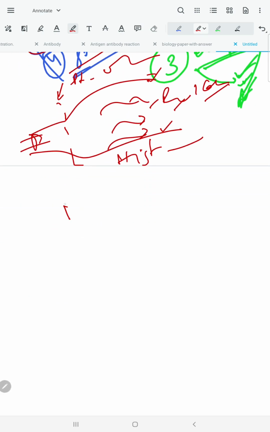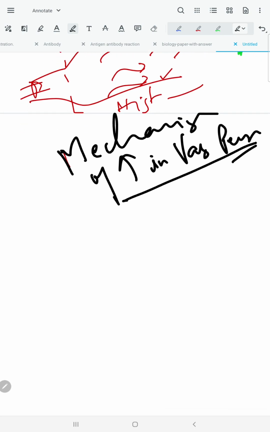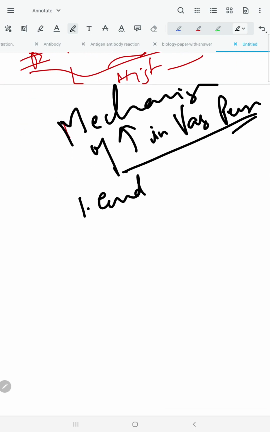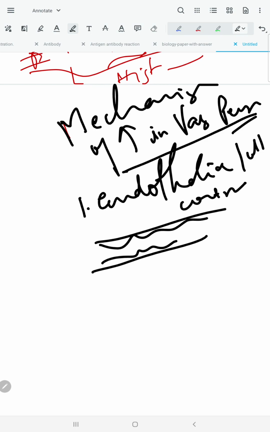There are many mechanisms of increasing vascular permeability that we will also be seeing. So what are the mechanisms? ठीक है, increase in vascular permeability का मैकेनिज्म क्या है? First is endothelial cell contraction, or endothelial gap formation. So in the endothelium there is a gap formation, and this is the most common one. The response is immediate and transient, and the mediators are histamine and bradykinin.